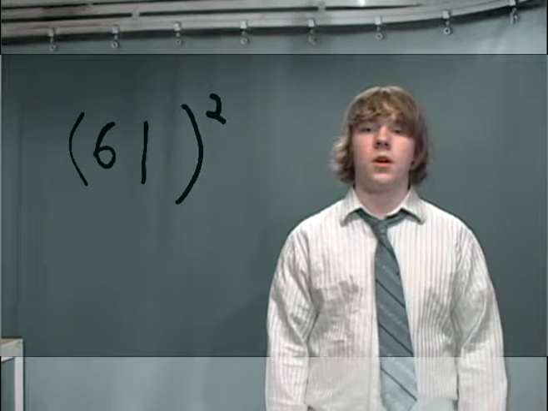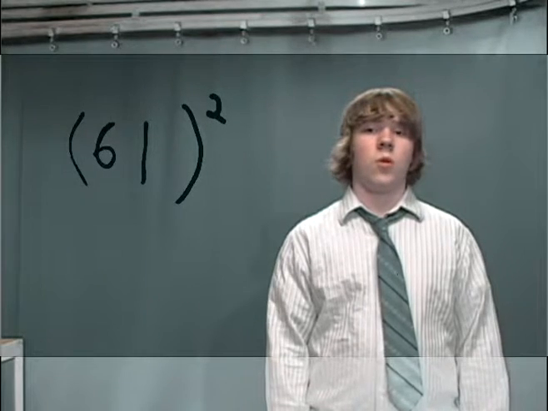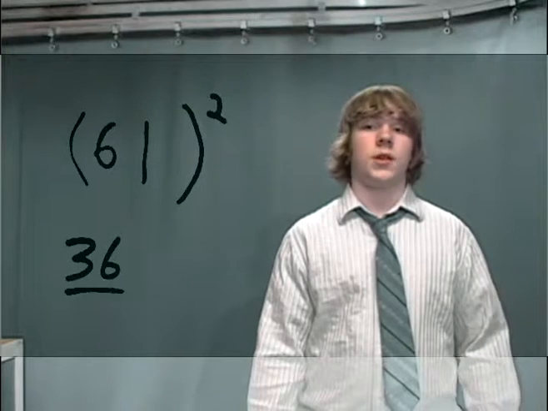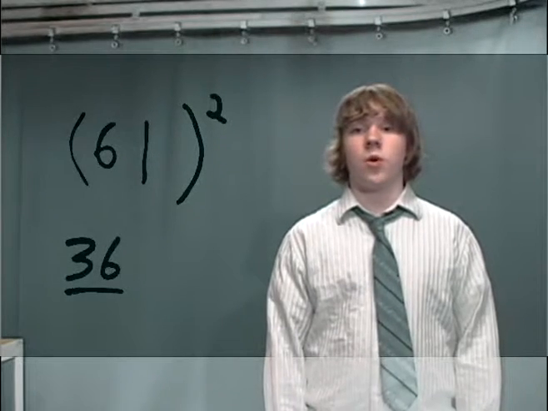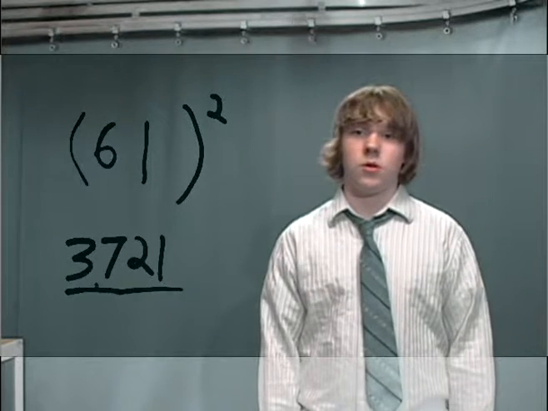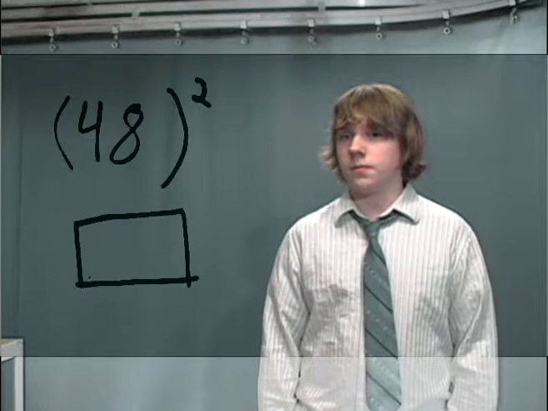We're going to do 61 squared. 61 is 11 more than 50. So we have 36, because that's 11 plus 25. Then 11 squared would be 121. So we just add those two together to get 3,721. You try it. What's 48 squared?